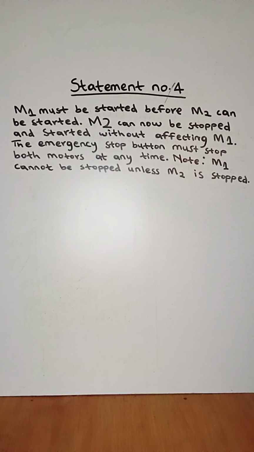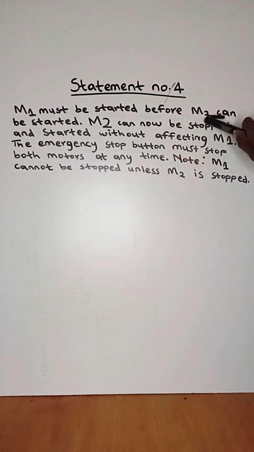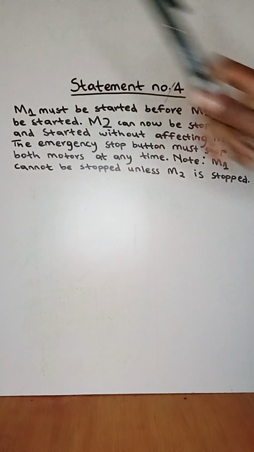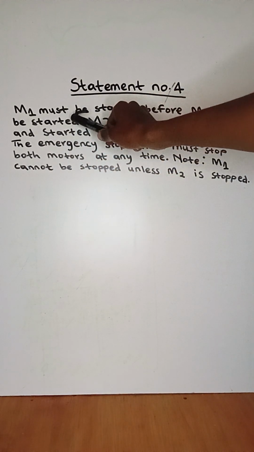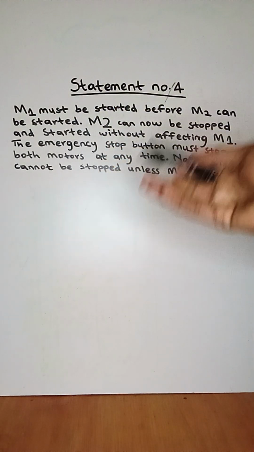And right now we will do statement number 4. So the statement starts by saying Moto 1 must be started before Moto 2 can be started. So this sentence number 1 is the one that we did from statement number 3, 2, and 1.